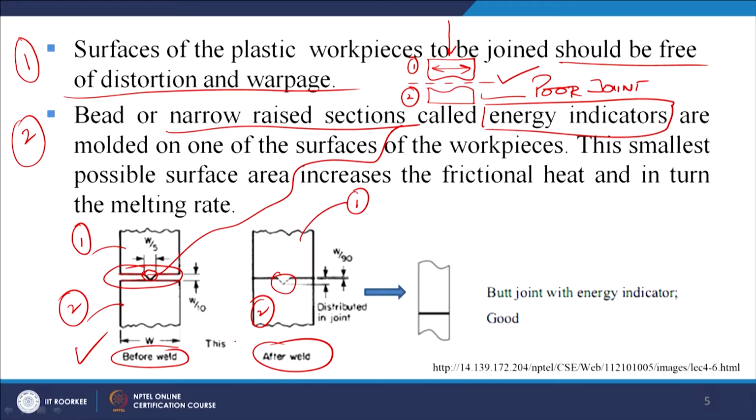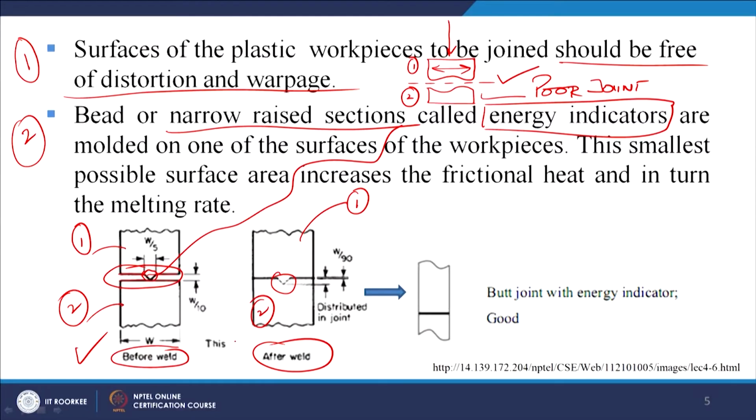Now this primary forming process can be anything. It can be compression molding, it can be injection molding, it can be maybe thermoforming. Any process we are using for making these two parts, and then these two parts have to be joined together. So during the molding stage only we will put this energy indicator. Why is it required? The energy indicators are molded on one of the surfaces of the workpiece.